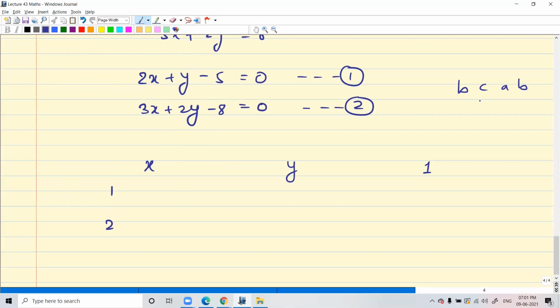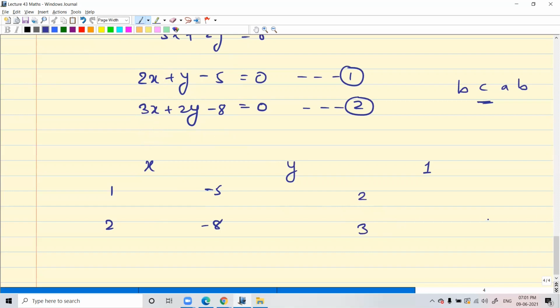Then after that, C. These two: minus 5 and minus 8. Yes, minus 5, minus 8. Are you getting this? Yes, sir. Then C, and then we have to go to A. So tell me, what should I write here in place of A? That is A1 and A2. 2 and 3.